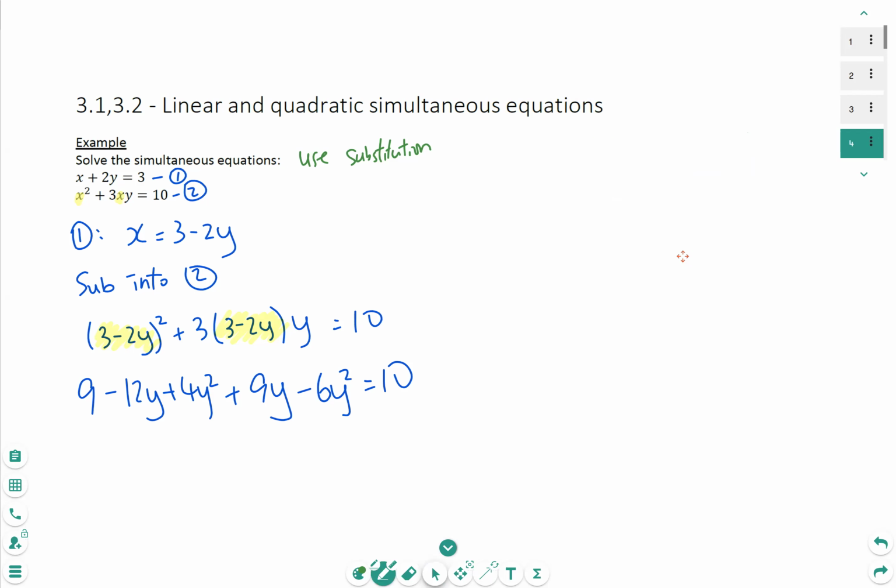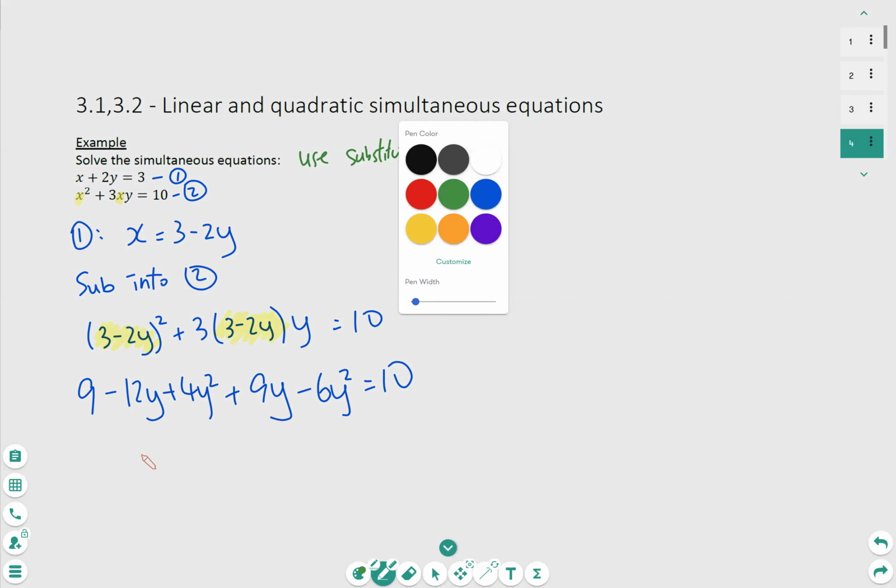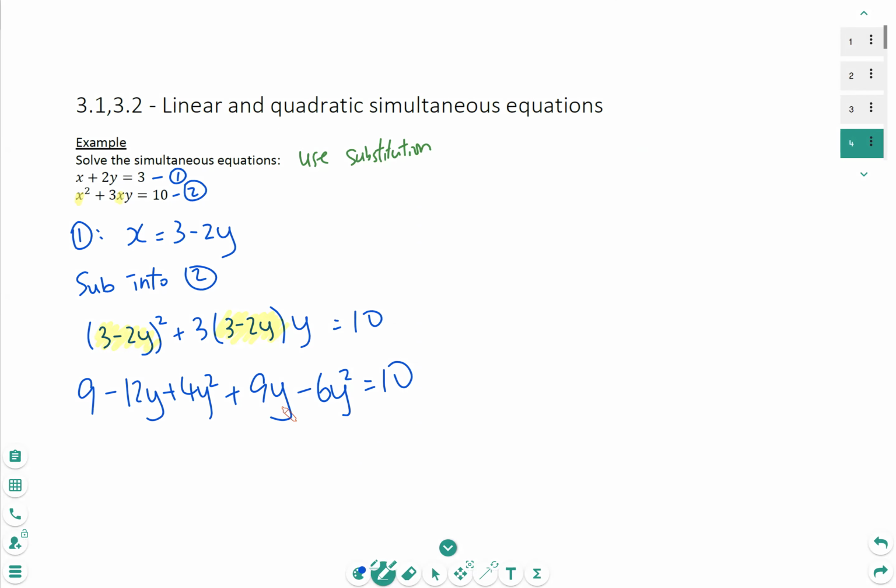Right, so anyway, here, once I've expanded the bracket, I need to collect the like terms. Collecting like terms means minus 6y squared plus 4y squared, minus 2y squared, and then minus 3y. Bring the 10 over, becomes minus 1 equals 0. They're all negative. Does it matter? Not really, because we know we're going to put it in the calculator. So let me show you.